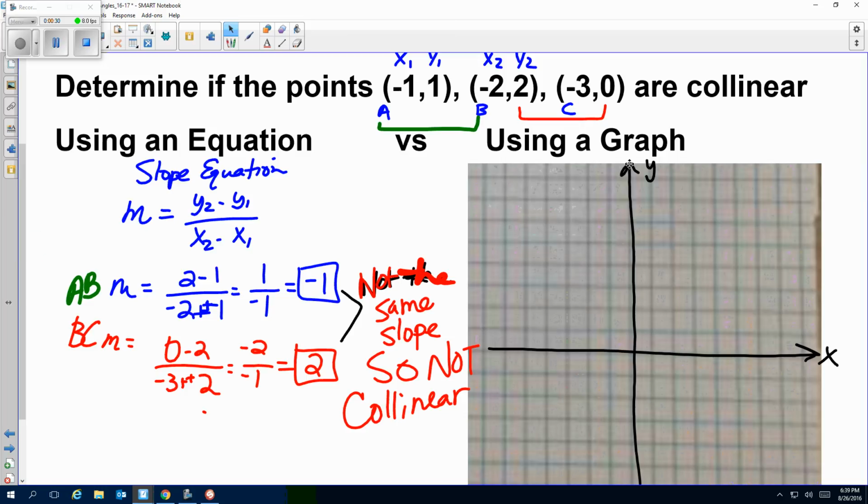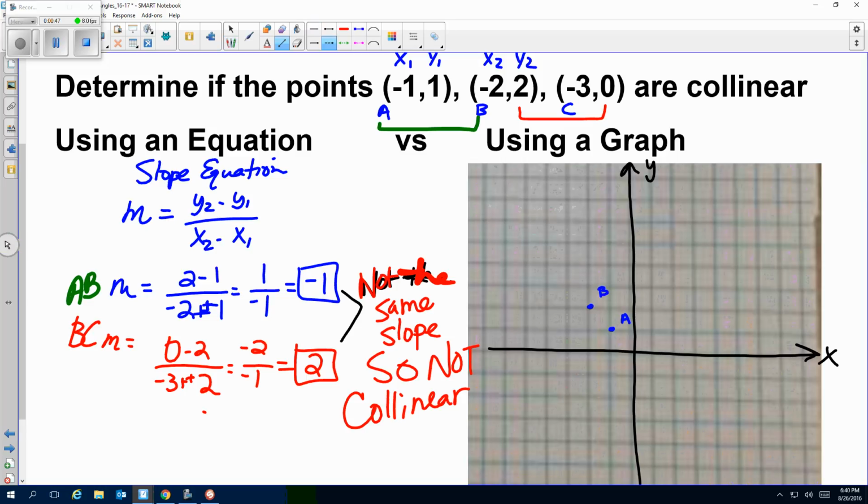So I'm going to plot point A. A was a -1, +1. There's my A. I'll plot point B, -2, +2. So here's my A, here's my B. And then we're going to draw a line through those points. Make sure you use a straight edge to do that.